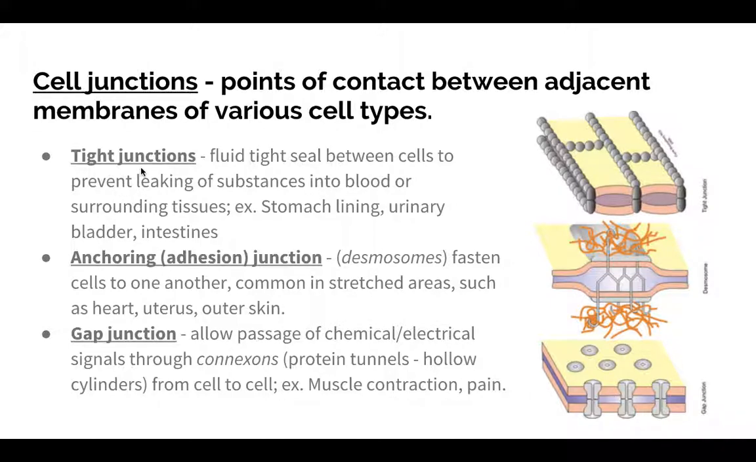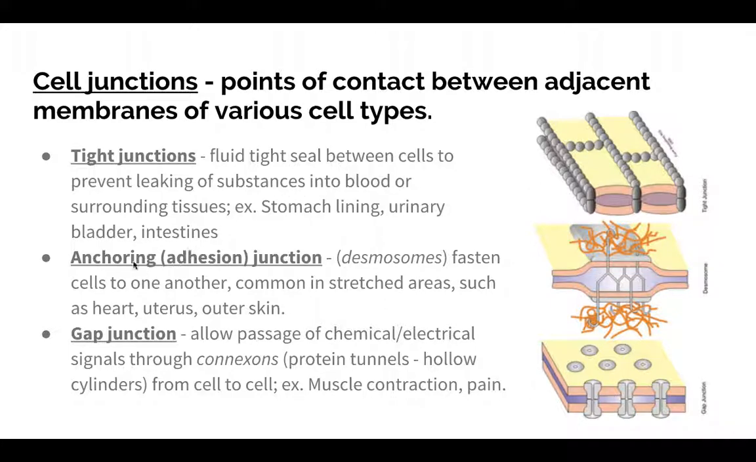A tight junction, just like the name indicates, is a fluid tight seal that exists between cells to prevent leaking of their substances or other substances into your blood or surrounding tissues. For example, your stomach lining is made up of a bunch of tight junctions. Your urinary bladder, you don't want all of that waste to get into your body, and also your intestines. All of these are made up of tight junctions. And here's a little illustration to show you what a tight junction looks like.